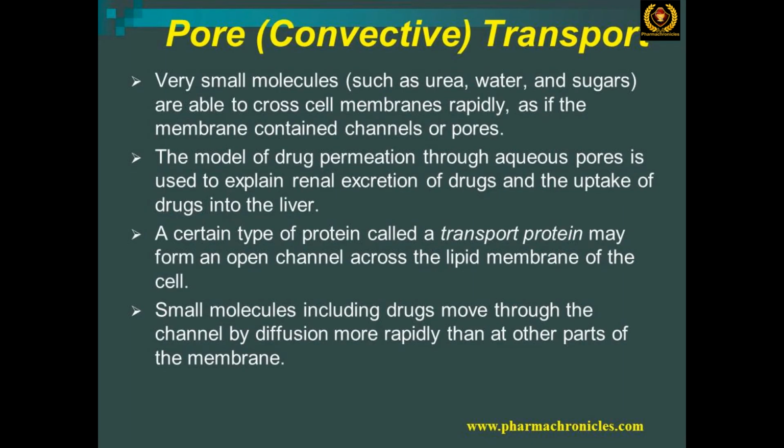Pore, or convective, transport. Very small molecules, such as urea, water, and sugars, are able to cross cell membranes rapidly, as if the membrane contained channels or pores. The model of drug permeation through aqueous pores is used to explain renal excretion of drugs and the uptake of drugs into the liver. A certain type of protein called a transport protein may form an open channel across the lipid membrane of the cell. Small molecules including drugs move through the channel by diffusion more rapidly than at other parts of the membrane.